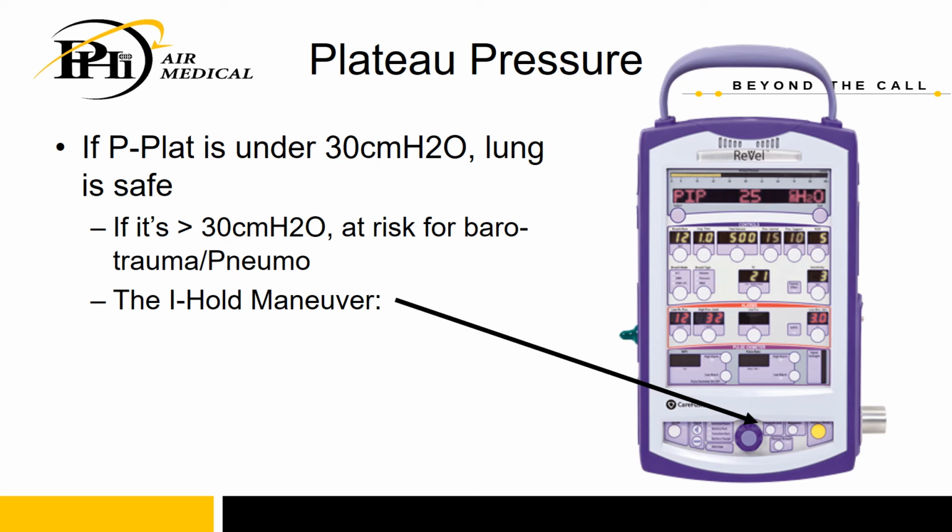Pictured on the right here, we can see the Ravel ventilator. This is what the majority of folks at PHI are using around the country. And in order to check our plateau pressure, we are going to perform what's called an inspiratory hold maneuver, and that's going to give us our plateau pressure, as well as our static compliance.